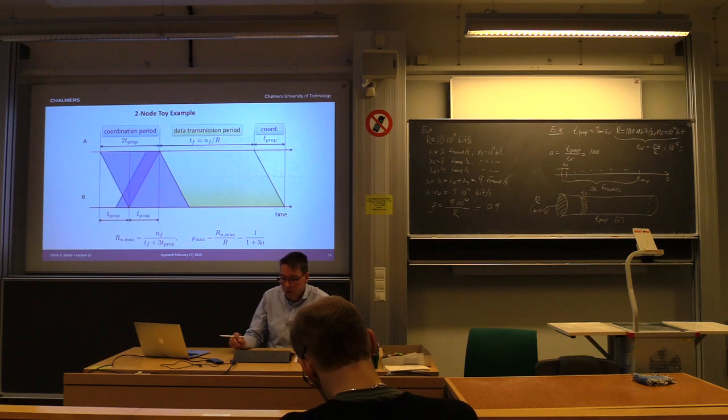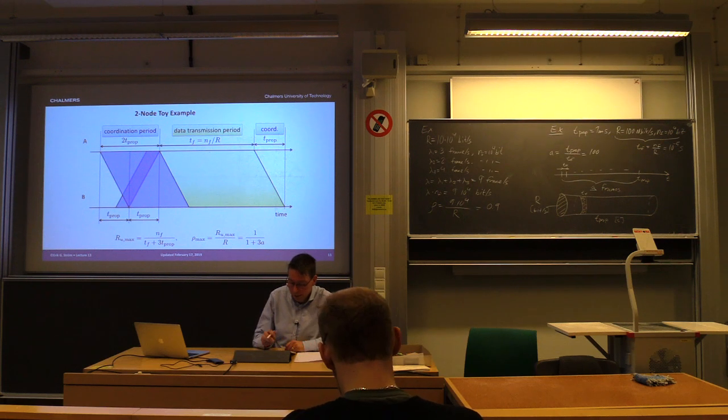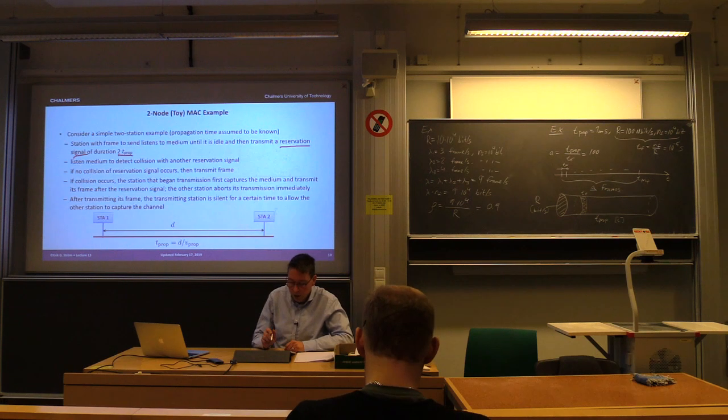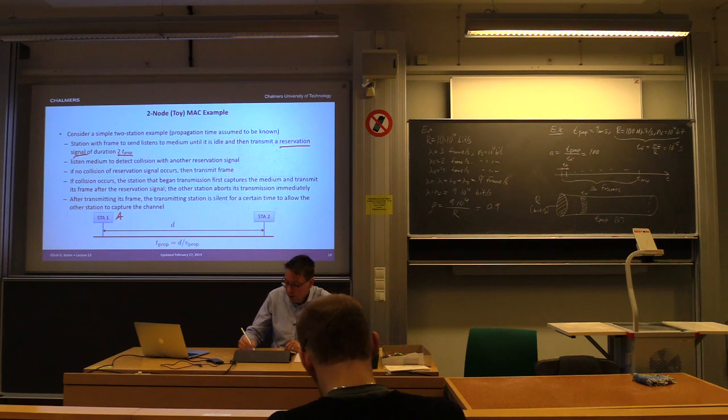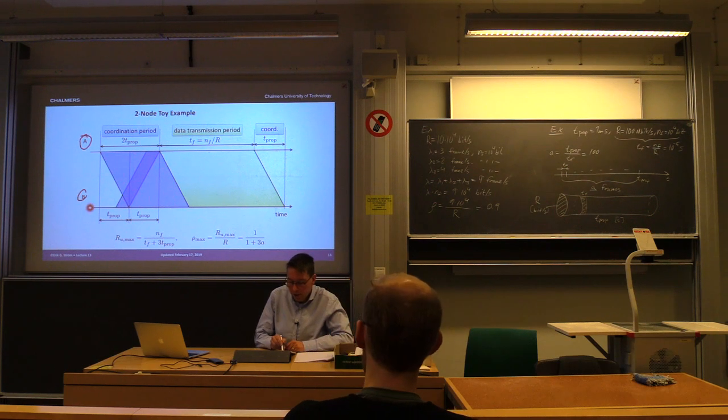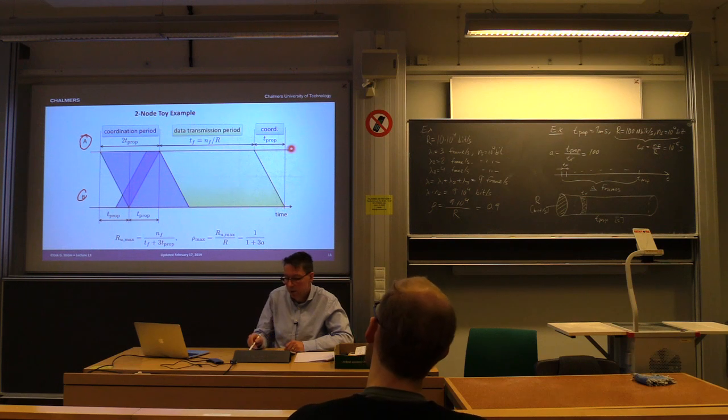Okay, so let's see how this works. So this is A here, right? So this is A and this is B. We'll change the notation a little bit, stupidly. But anyway, we have the first station and the second station, and then we have a time axis like this on these two things.